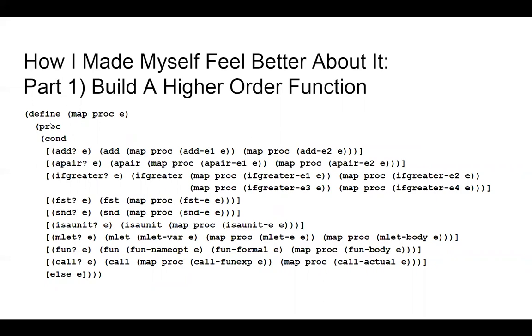You call proc on the function itself, and then the function that gets passed in calls proc on all the subexpressions. Now you could have also done it on the names of the variables. In function, I could have done it on the optional name and the formal parameter name and all this other stuff, but I just chose to do it on expressions. But this is the general approach.